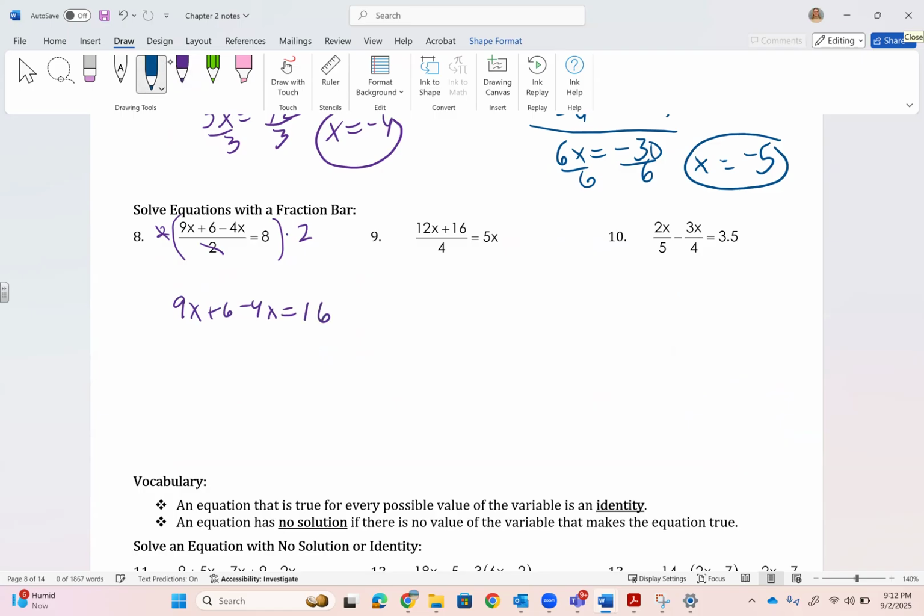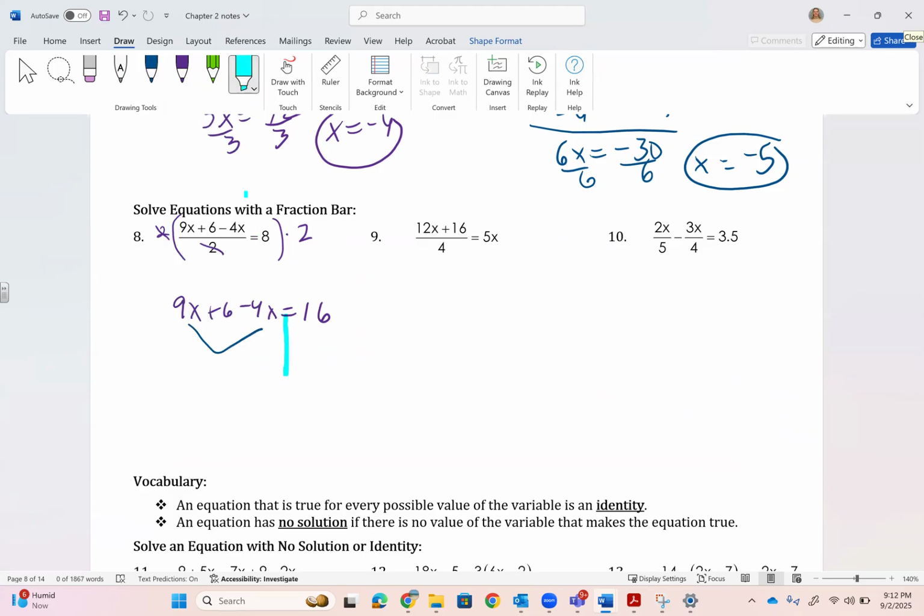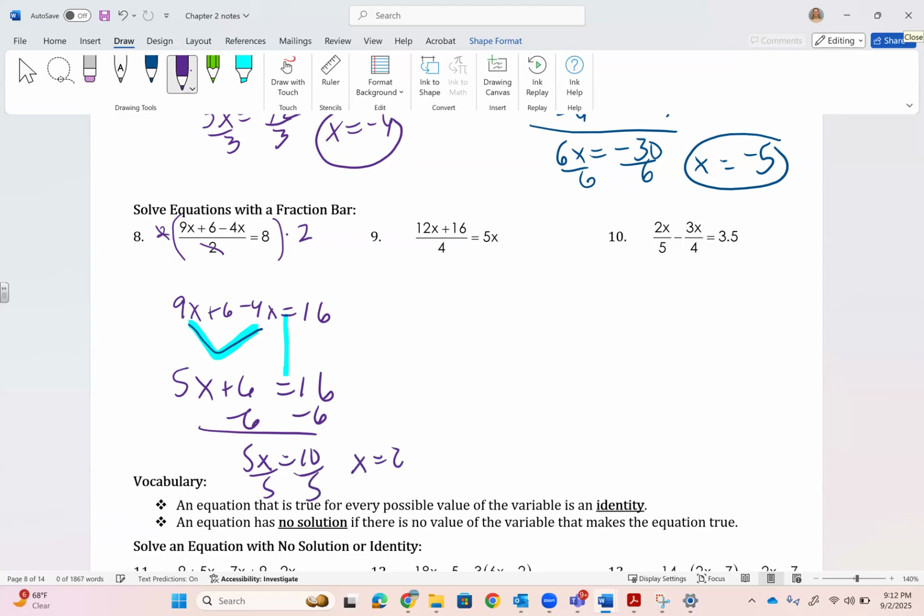A lot of kids forget to do it to both sides. These are on the same side. Do you see that? And so we are going to combine like terms on the side. 9x minus 4x is going to be 5x plus 6 is equal to 16. Subtracting 6 from both sides, you get 5x is equal to 10, divided by 5, x equals 2.